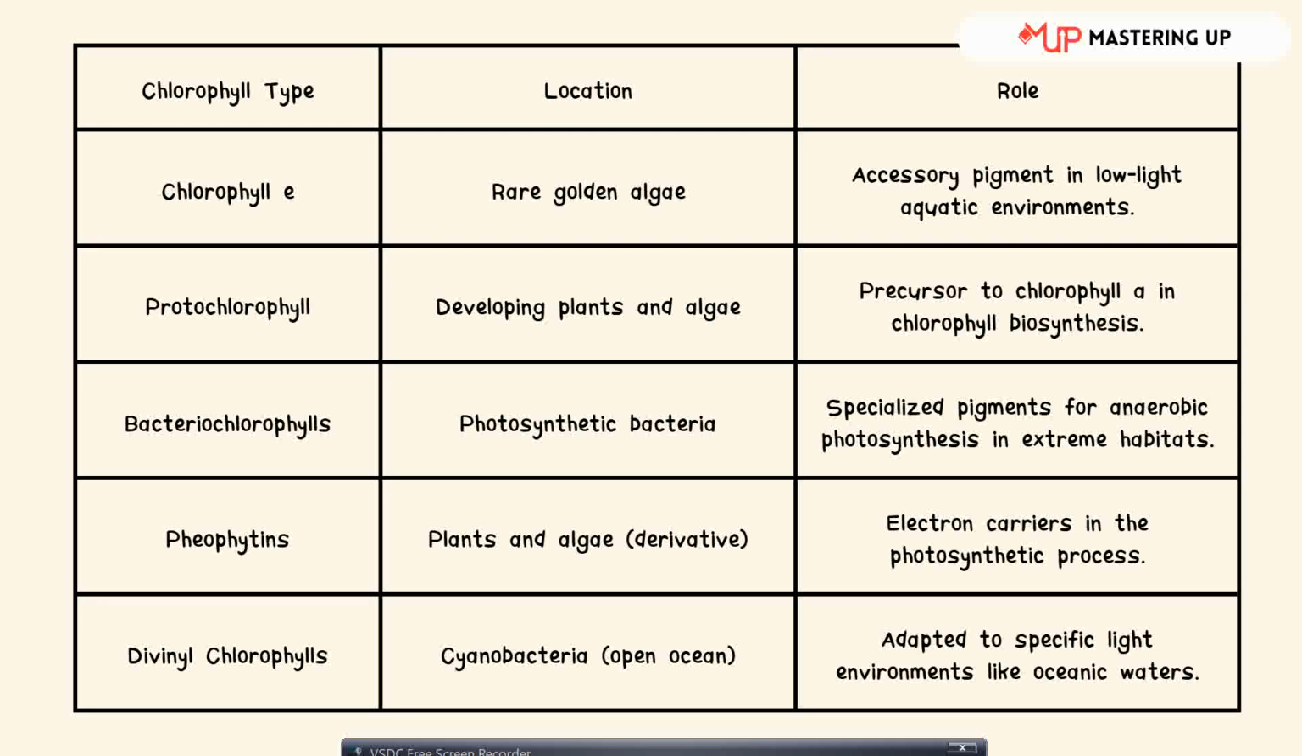Now bacteriochlorophylls are present in photosynthetic bacteria. They are specialized pigments for anaerobic photosynthesis in extreme habitats. So in extreme habitats and in anaerobic photosynthesis, these bacteriochlorophylls help. They are present in photosynthetic bacteria. Now pheophytins are present in plants and algae as derivatives, and they act as electron carriers in the photosynthetic process. Now vinyl chlorophylls are present in cyanobacteria in open oceans, and they are adapted to specific light environments like oceanic waters.